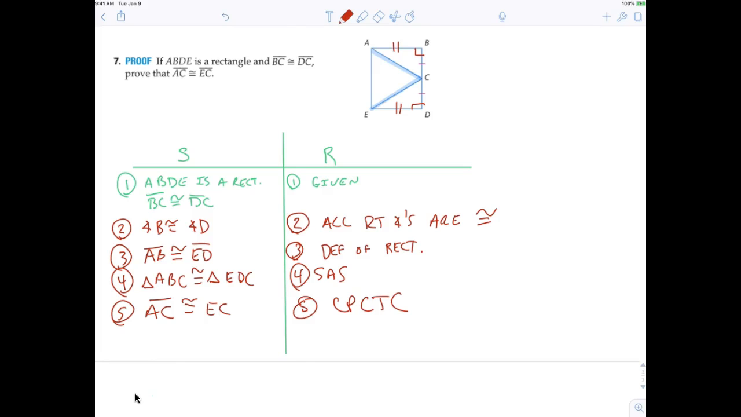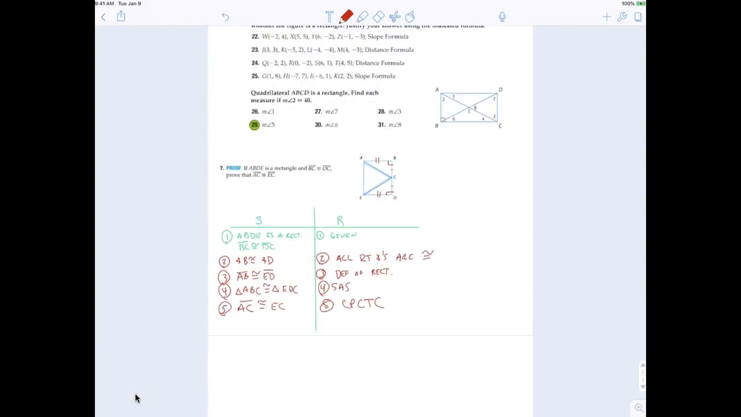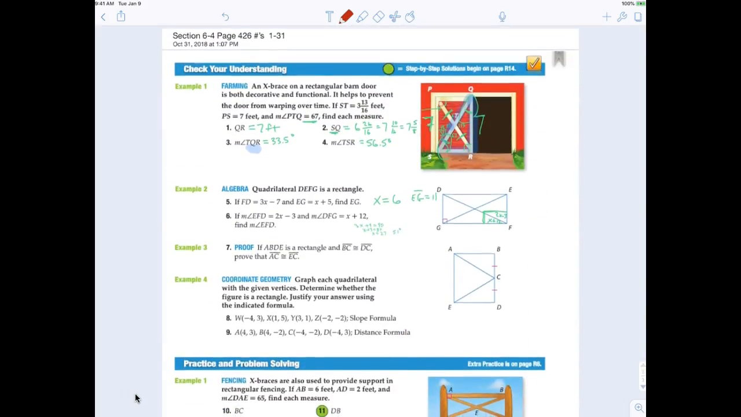Easy. Very easy. All right, so probably the only thing I did wrong here was I didn't say that angle B and angle D are right angles. All right, so here we go. Let's scroll back and see where we're at.